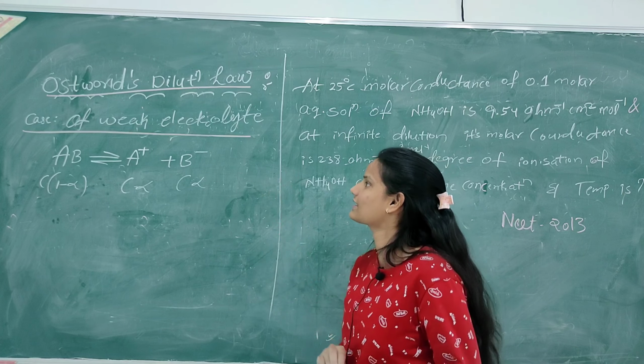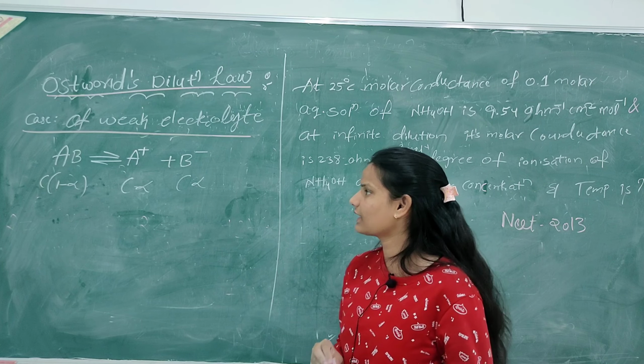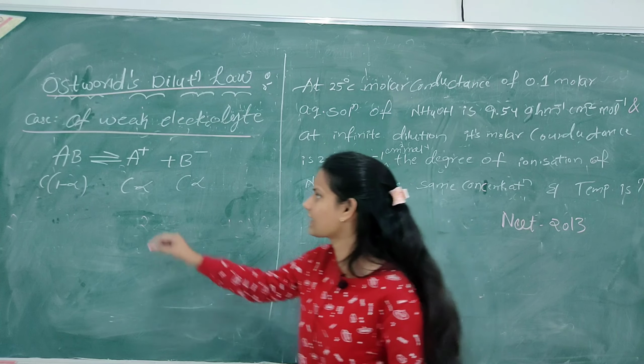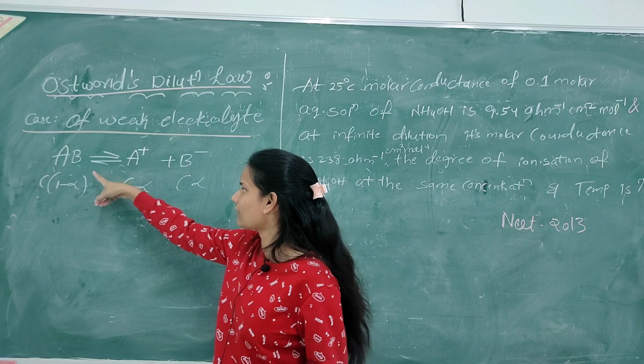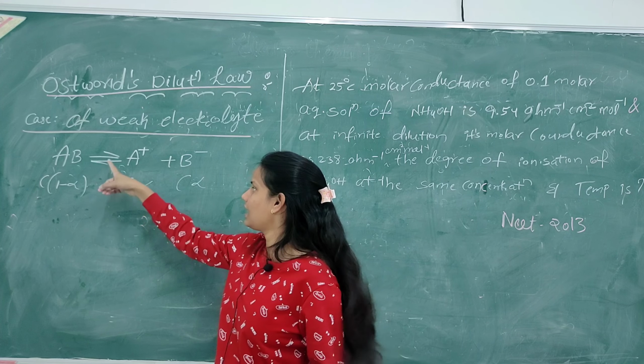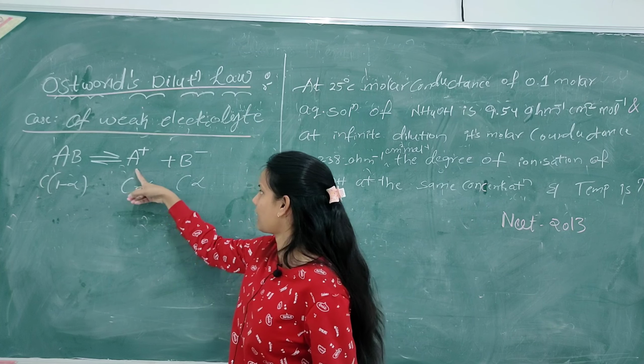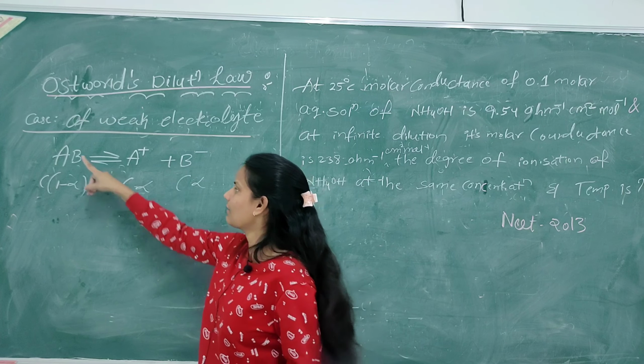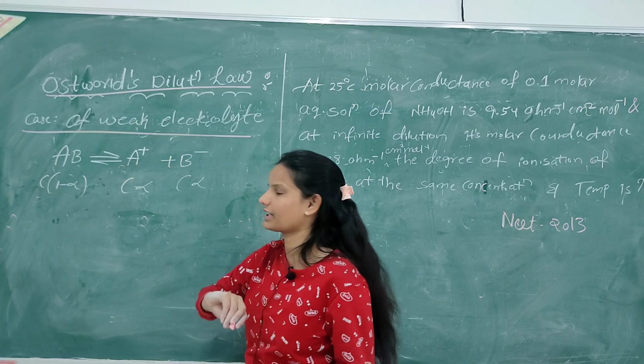Okay students, this is the last topic I am going to cover in ionic equilibrium. This is Ostwald's dilution law. In case of weak electrolytes, I generally told you they are not completely dissociated, there exists an equilibrium. Suppose you have an electrolyte AB, it will dissociate like this, A positive and B negative, not completely. There exists an equilibrium between the undissociated part and dissociated part.